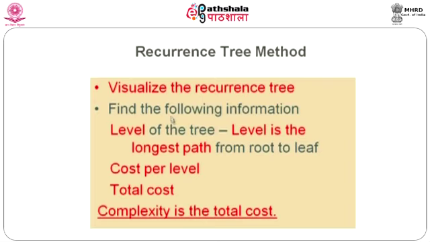The third method is called the recurrence tree method. The recurrence tree method is different from the earlier methods, where we are trying to visualize everything as a tree structure. Once we have the tree, we get all this information, level, cost, and we are trying to find the total cost, and the whole complexity is expressed in terms of the total cost.